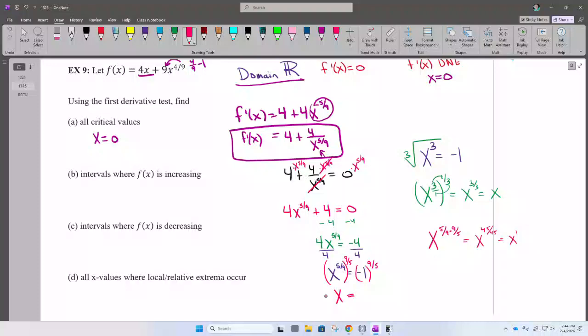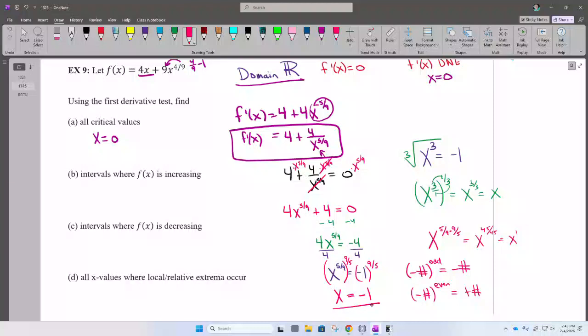On the right side, you can plug it in your calculator if you're not sure, but just a reminder from algebra, a negative number raised to an odd power is still a negative number. A negative number raised to an even power becomes a positive number. So it's raised to an odd power, so it's negative 1.